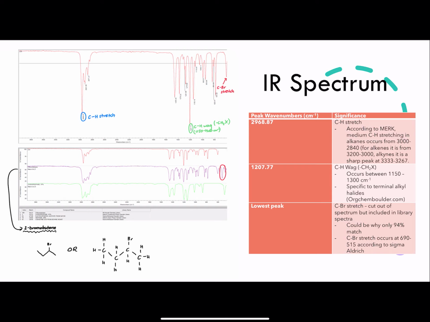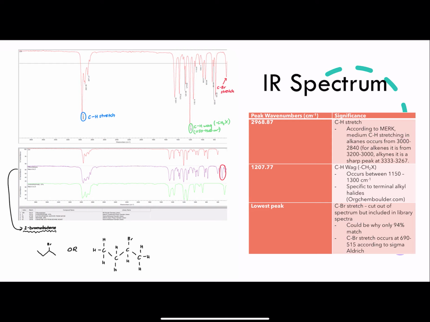We can see a peak at 3000, which can be attributed to a CH stretch. According to Merck, medium CH stretching in alkanes occurs from 2840 to 3000. We know it's not an alkene or an alkyne because these occur at 3000 to 3200 and 3267 to 3333 respectively. The next peak we have is at around 1200, which can be attributed to a CH wag.